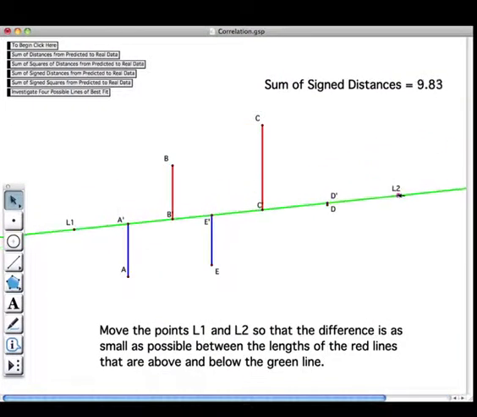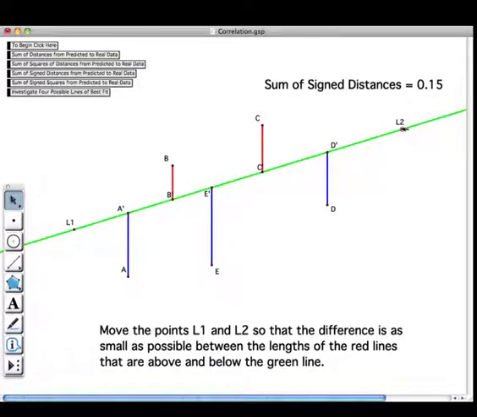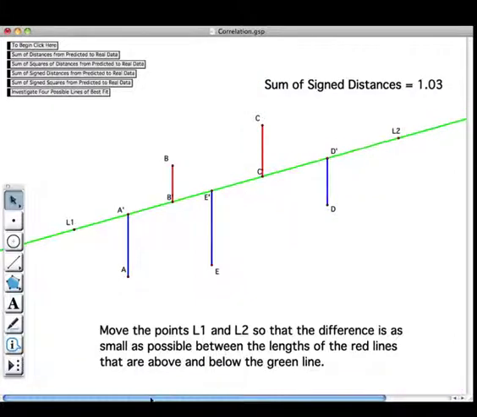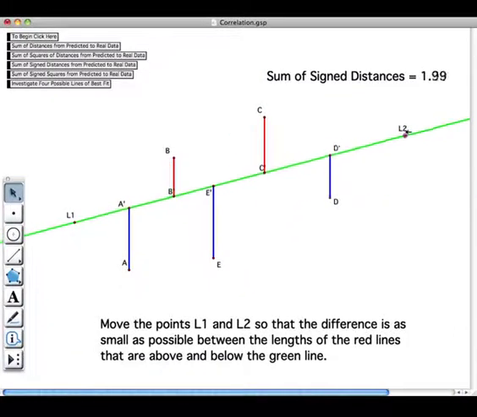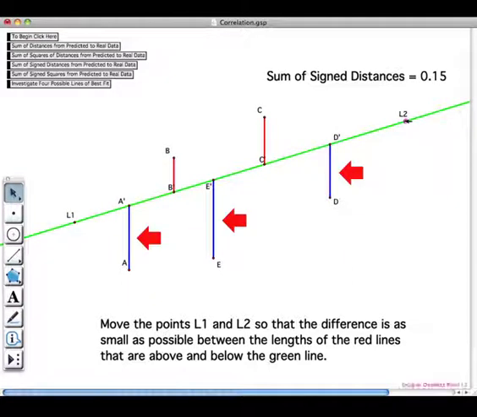In the third case, the line of best fit will be defined to minimize the difference between sums above and below the line. In other words, this definition finds the sum of the red lines. Then, it finds the sum of the blue lines. And then, it minimizes the difference between these two sums.